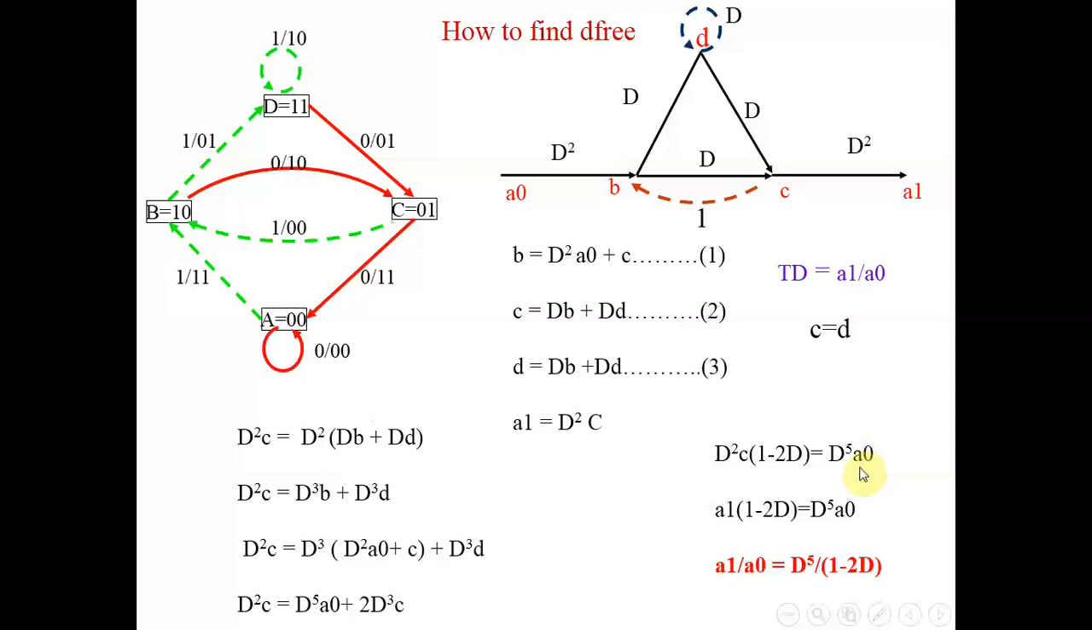And what we ultimately want is the ratio a1 by a0. But what is d square C here? a1. So it is a1 into 1 minus d, which is d raised to 5 a0. So what is a1 upon a0? d raised to 5 upon 1 minus 2d. Right? So I expanded this, I substituted different values, and we get d raised to 5 upon 1 minus 2d.